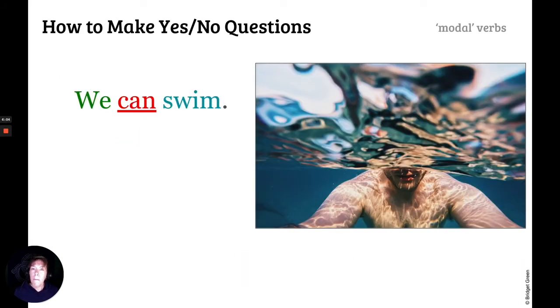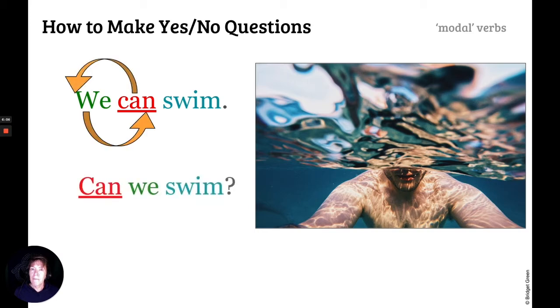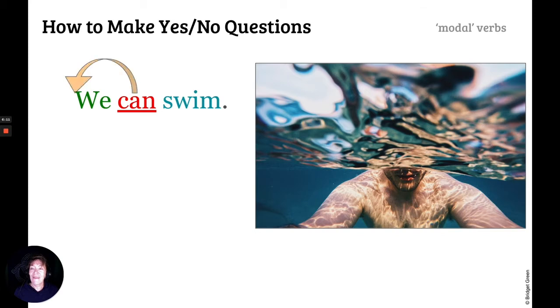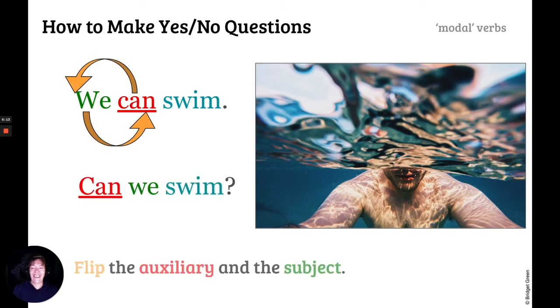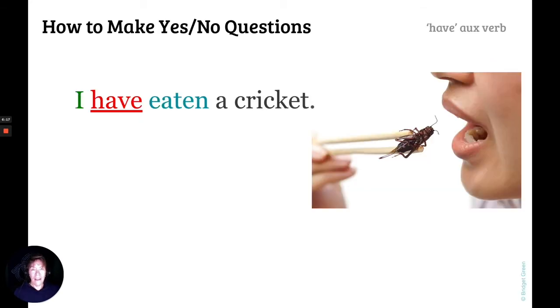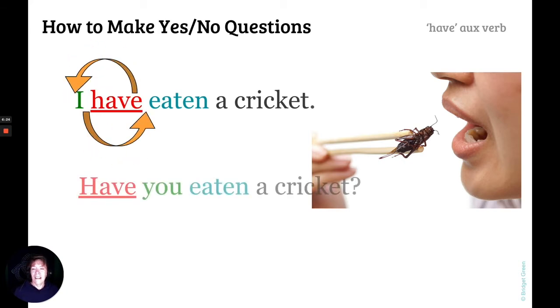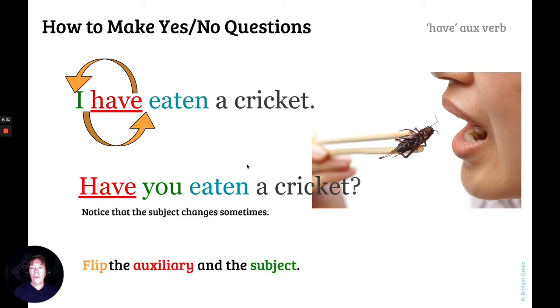We can swim. Flip. Ah, it didn't flip. Flip. Can we swim? Flip the subject and the auxiliary. I have eaten a cricket. This is true. Notice. Have you eaten a cricket? Notice that you flip the auxiliary and the subject. Sometimes you will notice that the subject changes. Here's I, and here's you. You know that.